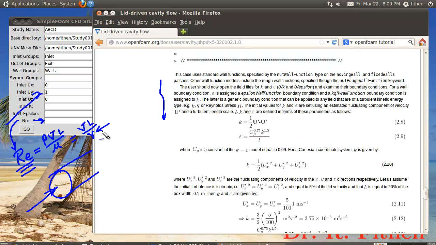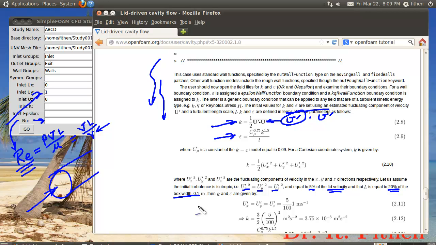Now, we'll look at this in a little bit, but let's look at the k. This is a kinetic energy, and this is the dissipation. So if you look through here, and I would say read this, but what you find out is the kinetic energy is the fluctuating component of the velocity dotted with itself, and the average of it, and then you take half of it. So if you look at this and go down the way he set it up, he has estimated that the fluctuating component equals about 5% of the lid velocity, or inlet, or whatever you want to call it, and that the length scale is equal to about 20% of the box width.